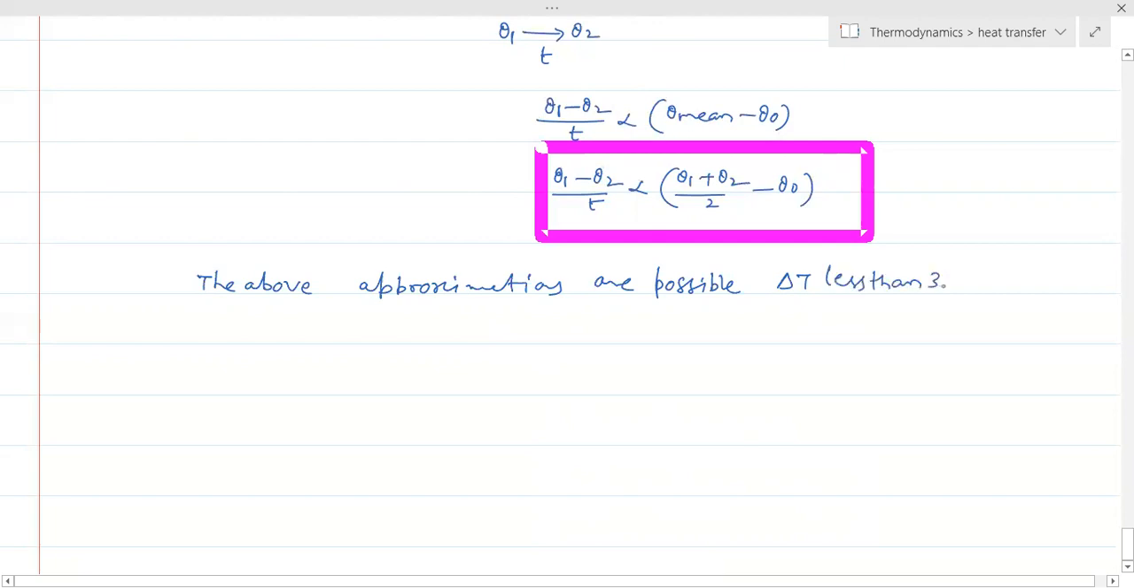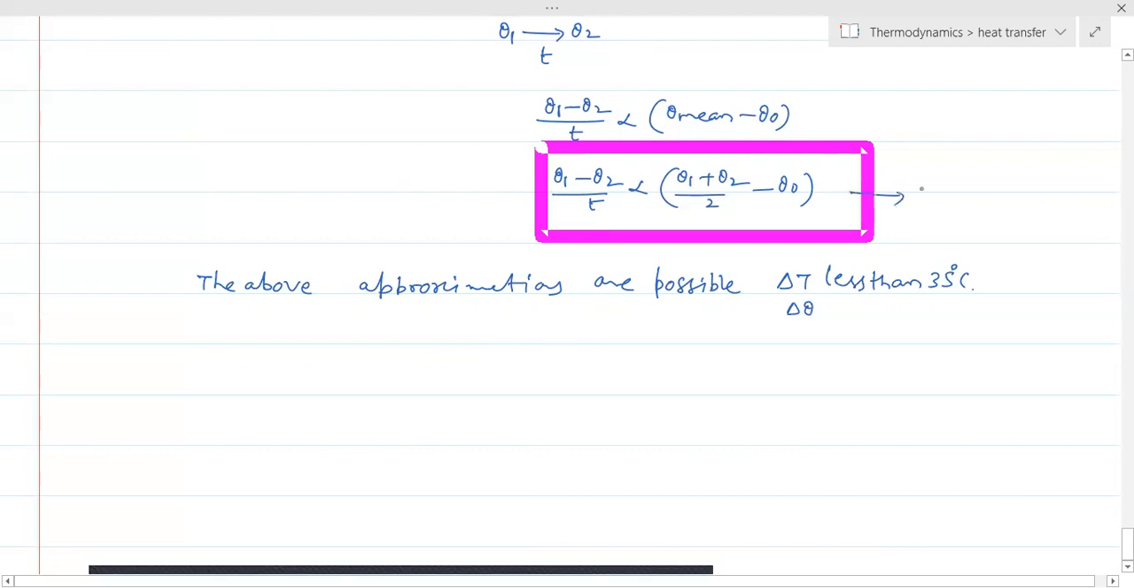Less than 35 degrees. So for small temperature variations only, delta T or delta theta. So we know that the temperature difference in centigrade or kelvin, both are the same, is less than 35 degrees. So then only do we take this kind of approximation.